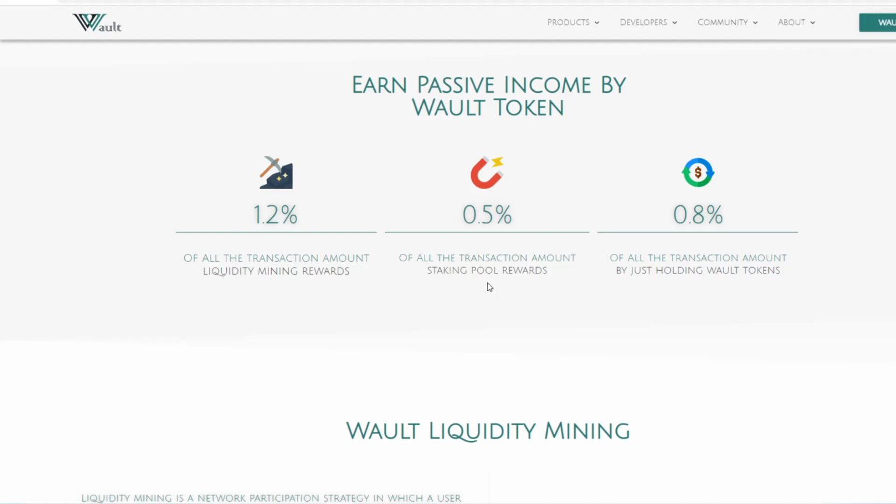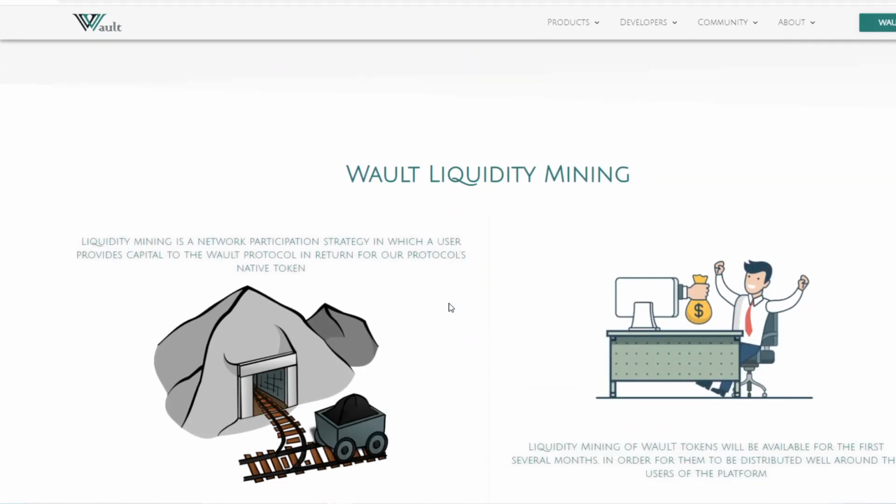Then 0.5% of all of the transaction amount goes to staking pool rewards. So this is liquidity mining, then you've got the staking pool rewards, and then you have a share of all the transaction amount by just holding the Wault tokens. So you've got the three segments, with 0.8% from just holding the Wault tokens, and so on and so forth, as I just alluded to.